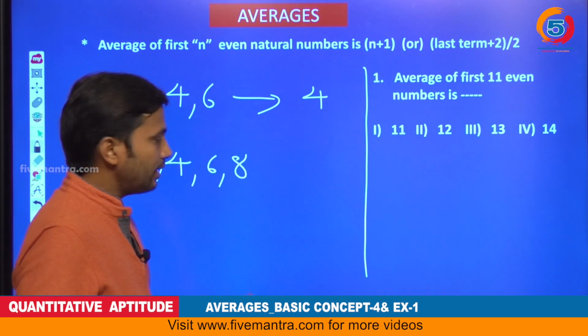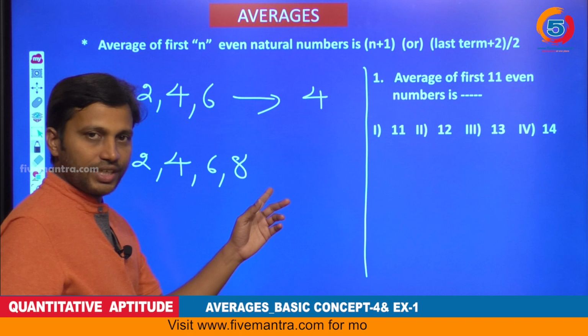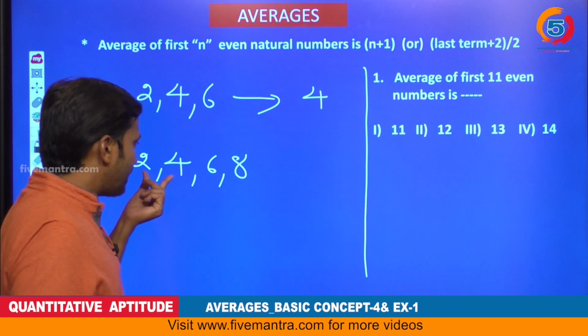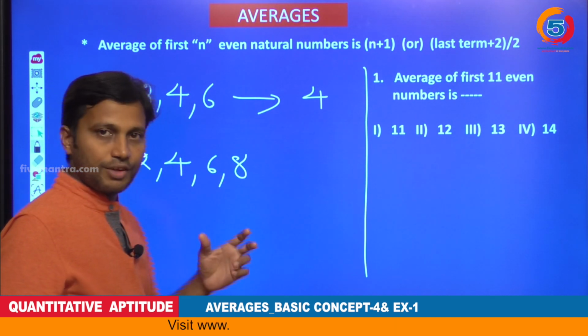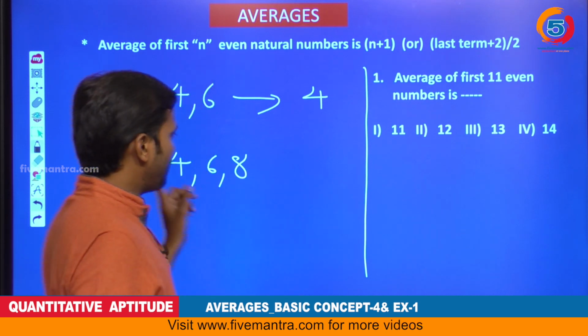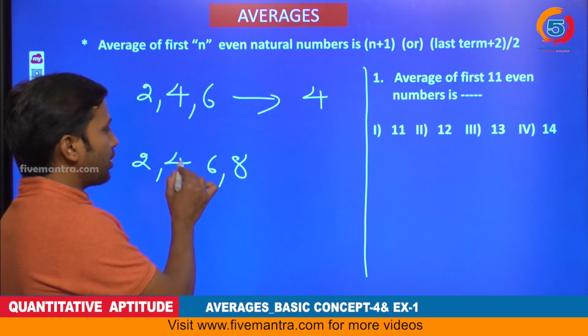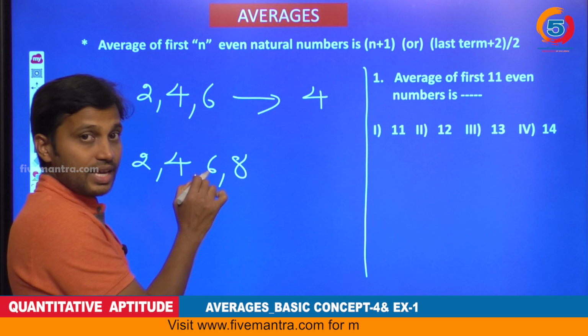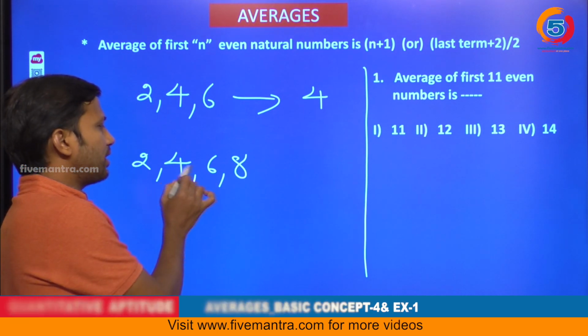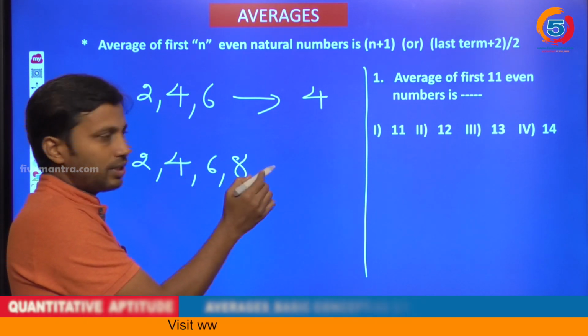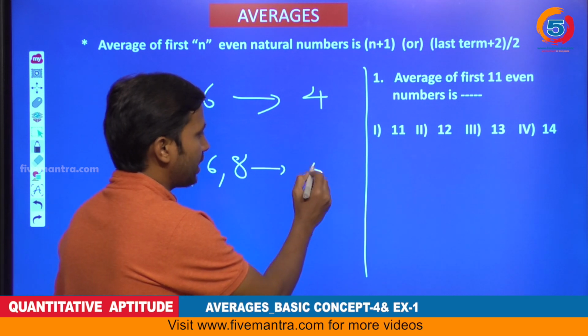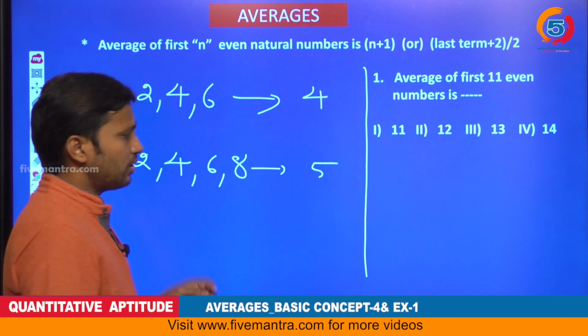Now, as you know, all the terms are equidistant, meaning the differences between every two terms are equal, and with an even number of terms, the average of the middle two numbers is the average. So what is that average? 6 plus 4 is 10, by 2, that would be 5. So the average for these numbers is 5.